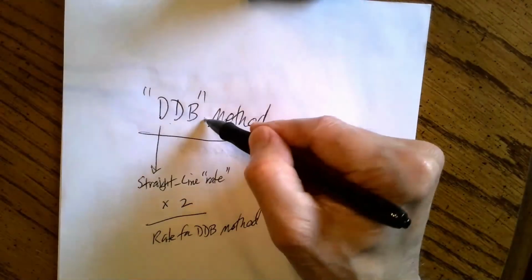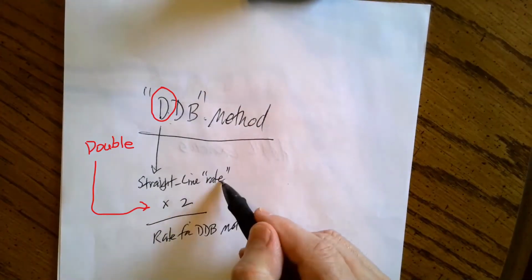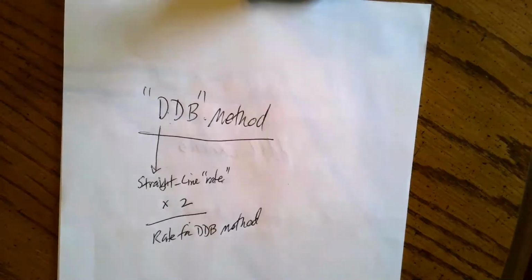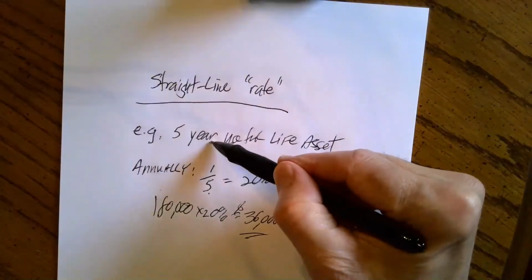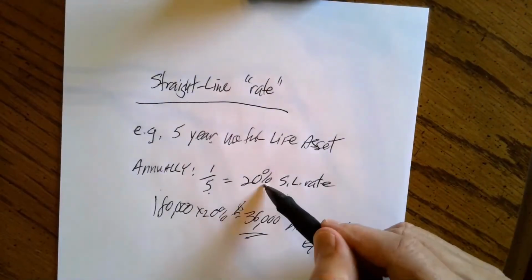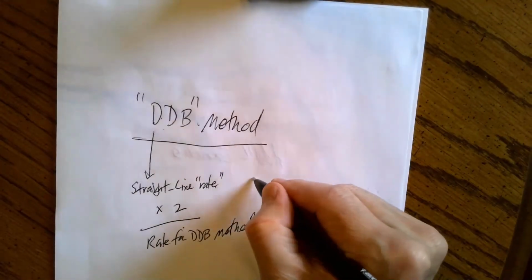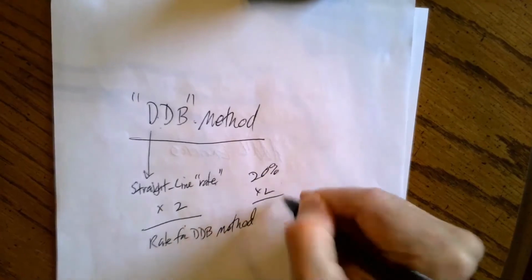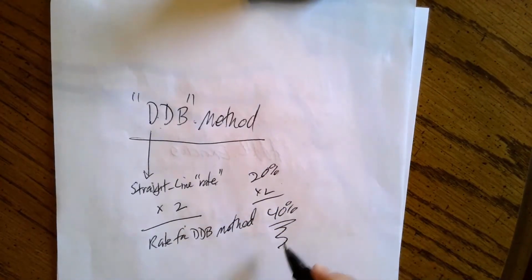The DDB method, the first D stands for doubling the straight line rate. So in that previous example of a 5-year asset, the straight line rate is 20% a year. DDB would end up taking that 20% rate times 2 and using 40% every year.